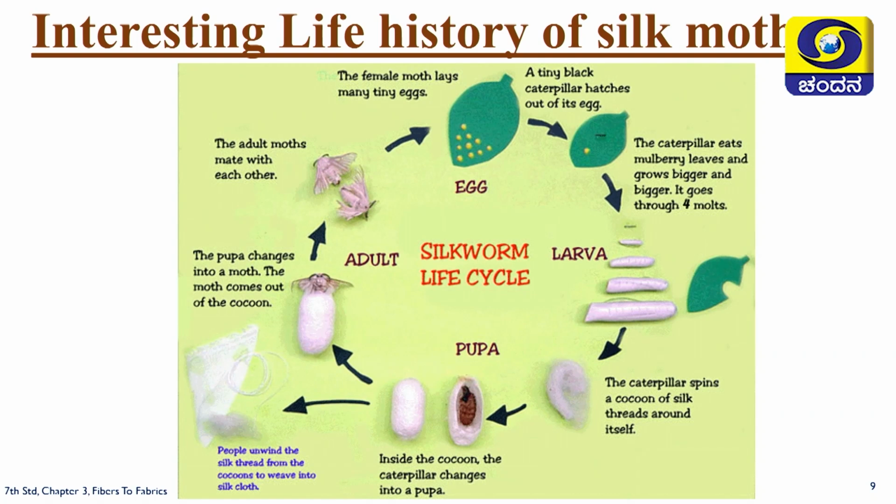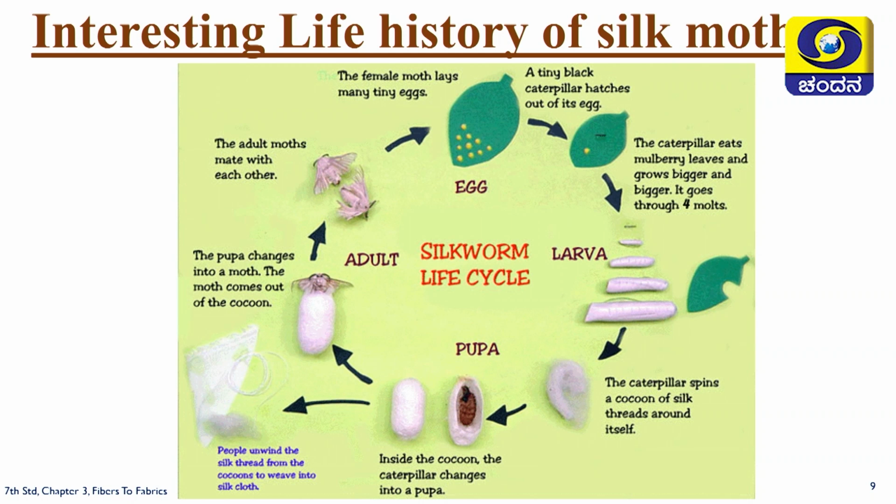A tiny black caterpillar hatches out of its egg. You can see in the second stage of the life history, a small tiny black caterpillar hatches out of its egg. The caterpillar eats mulberry leaves and grows bigger and bigger. It goes through 4 molts. The caterpillar eats only mulberry leaves and grows bigger and bigger.